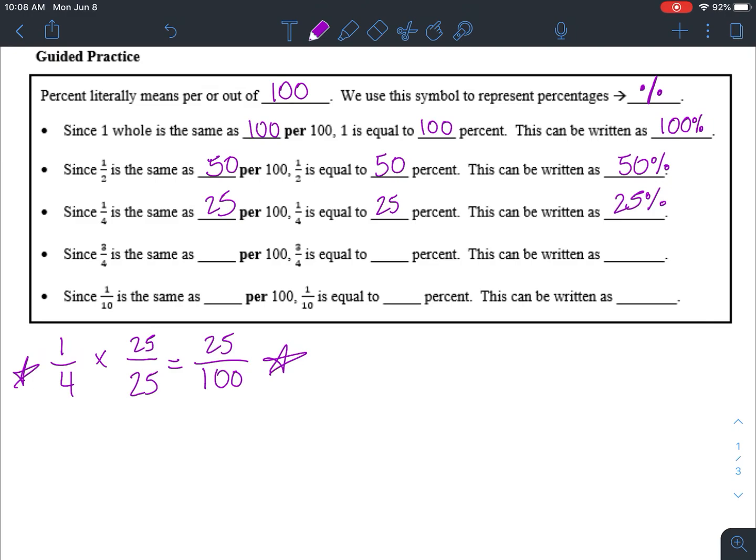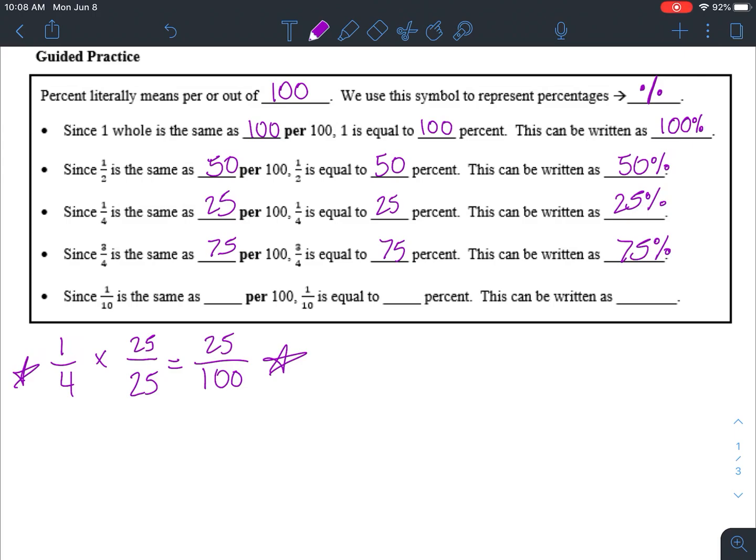For this example over here, 3/4, that's like having 3 quarters, which would give you 75 cents out of the dollar. So that's the same thing as having 75 per 100. 3/4 is equal to 75%, and this can be written as 75 with your percentage sign. Remember, you can work this out just like we did with the 1/4, but if you think of quarters, you know you'll have 3/4.